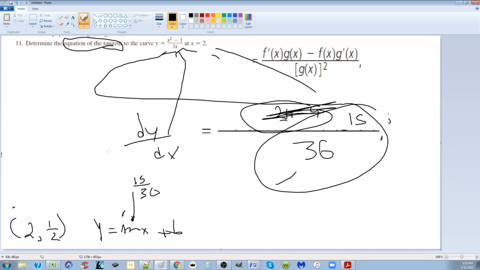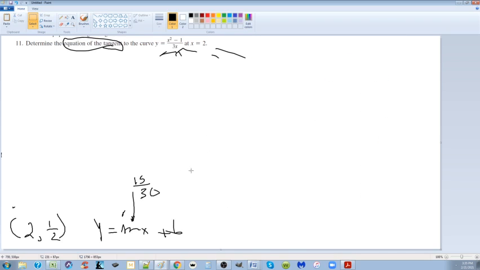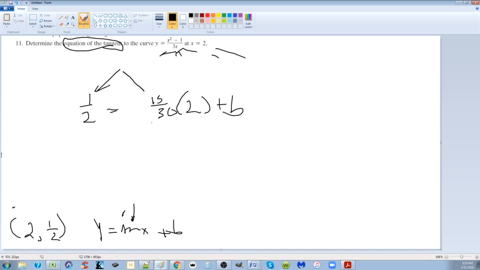I'm just going to get rid of stuff. Get rid of everything. And now I'm going to take 15 over 36 and use it as my m. I'm going to multiply it by my x, which is 2, plus b, so I'm going to solve for b. And my y is a half. And you see, this is just the line formula rewritten with the stuff we know. And this I got from the tangent. Okay, so 2 times that, I get 30 over 30, which is 1.